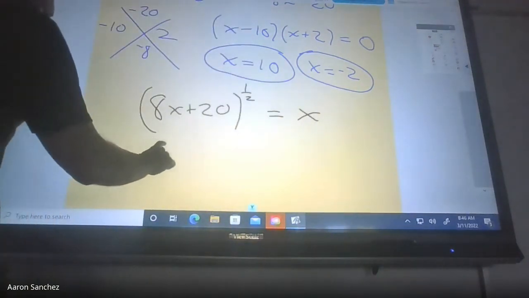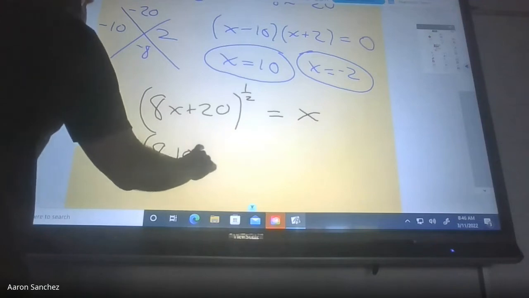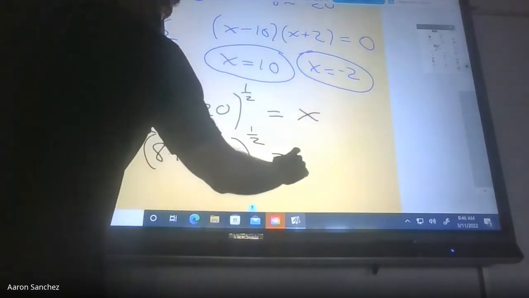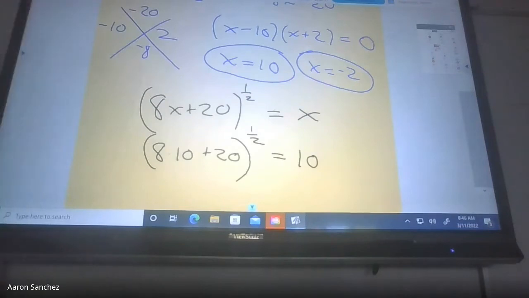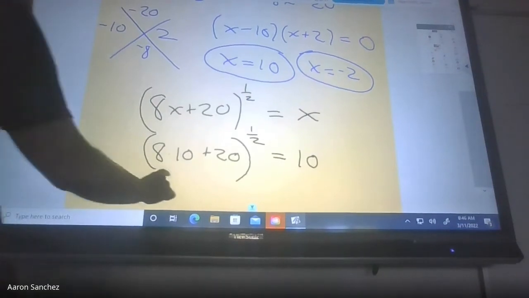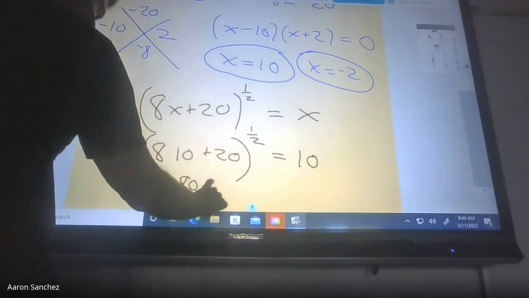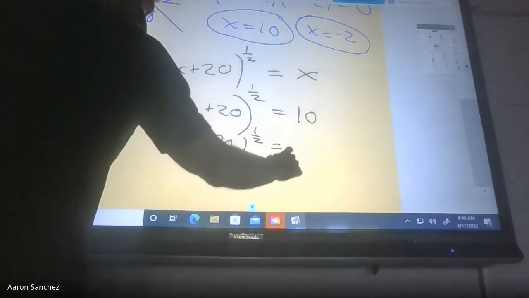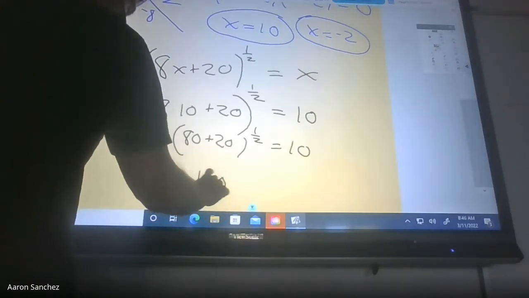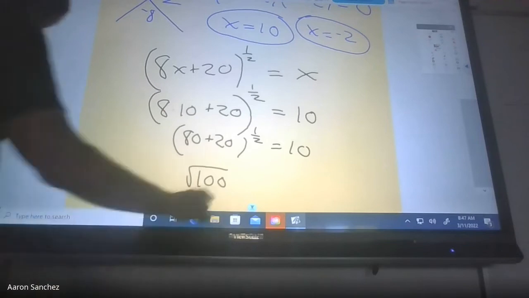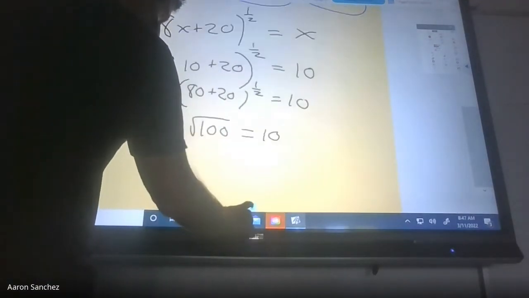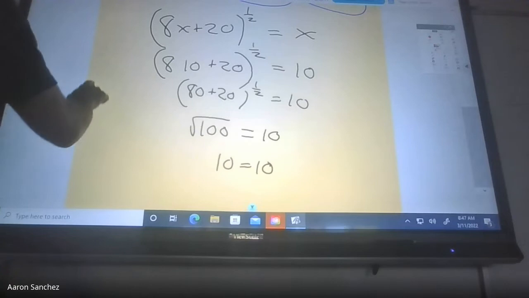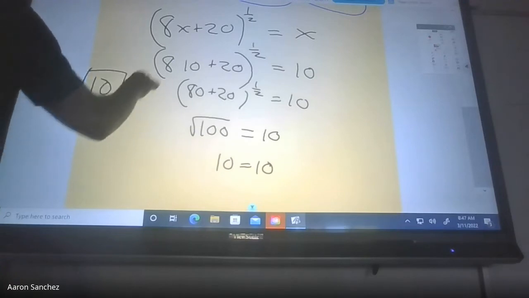Let's plug in 10. 8 times 10 plus 20 to the 1/2, or square root. Does that equal 10? So I plugged in 10, right? 8 times 10 is 80 plus 20, right, to the 1/2, does that equal 10? Well, 100 to the 1/2, which is the square root of 100, right? Does that equal 10? And yes, it does. So far, we're going to say that 10 works. A little check mark there, right?